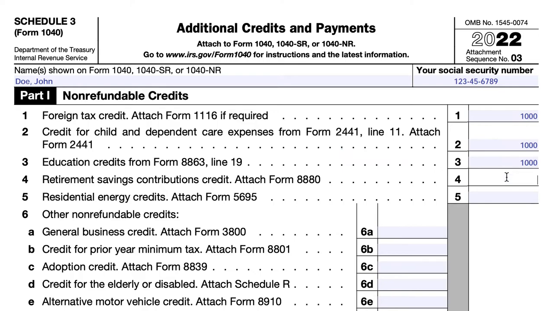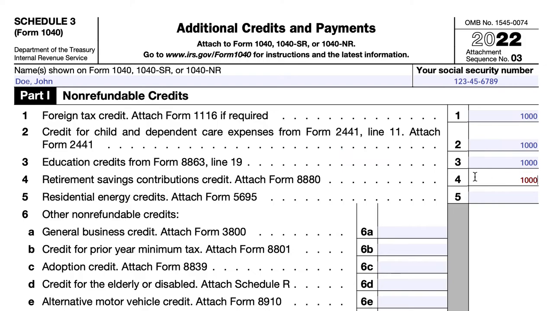So in line 4, we'll enter any retirement savings contributions credits reported on IRS Form 8880. So these credits are dependent on age, so you have to be at least age 18. You're subject to income limitations. So single taxpayers cannot have made more than $34,000 in adjusted gross income in the tax year. Married filing jointly, that's $68,000. And then finally, you can't have been a college student or a full-time student at any point during the tax year.